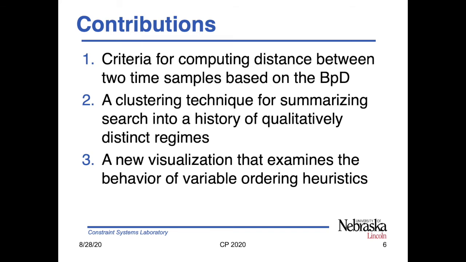So in this work, we have three contributions. We propose a criteria for computing the distance between two time samples, and this distance is based on the BPD proposed by Woodward et al. We then use this distance in a clustering technique for summarizing search into a history of qualitatively distinct regimes. Finally, we propose a new visualization that examines the behavior of variable ordering heuristics.